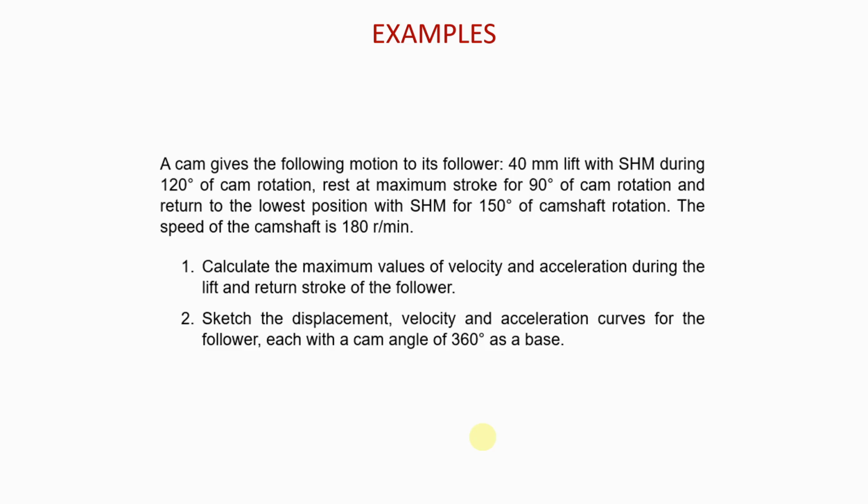So for the first 120 degrees rotation of the cam, the follower rises by 40 millimeters, and then for the following 90 degrees, it remains there on top because it is dwelling, and after the 90 degrees, it begins to fall down, but it will fall through a rotation of 150 degrees of the cam. So I hope this is making sense. And after that, they also gave you the RPM of the cam. The camshaft is 180 rotations per minute.